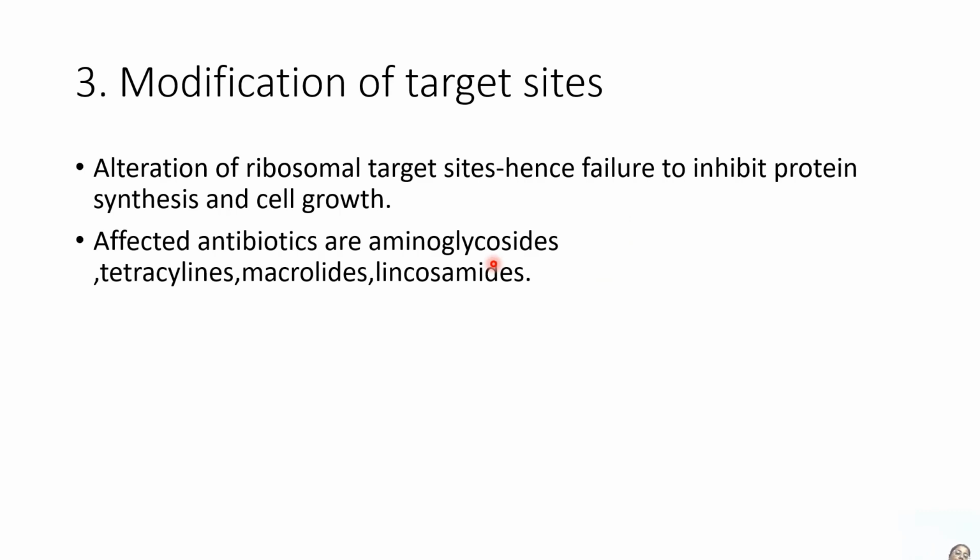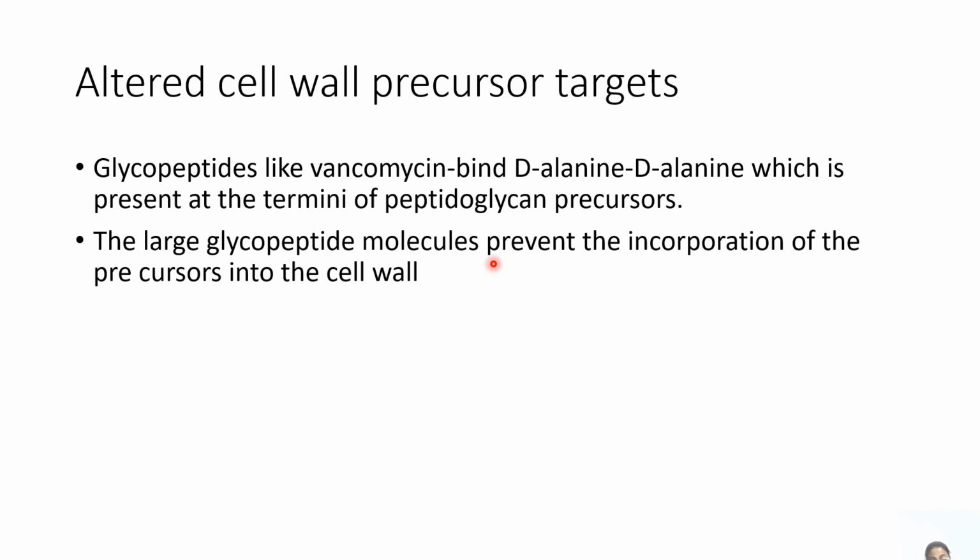There can be modification of target site as well. Alteration of the ribosomal target site leads to failure to inhibit protein synthesis and target cell growth. Affected antibiotics can be aminoglycosides, tetracyclines, macrolides, etc. Glycopeptides like vancomycin bind D-alanine, which is present at the termini of the peptidoglycan precursors, and the large glycopeptide molecules prevent the incorporation of the precursor into the cell wall.